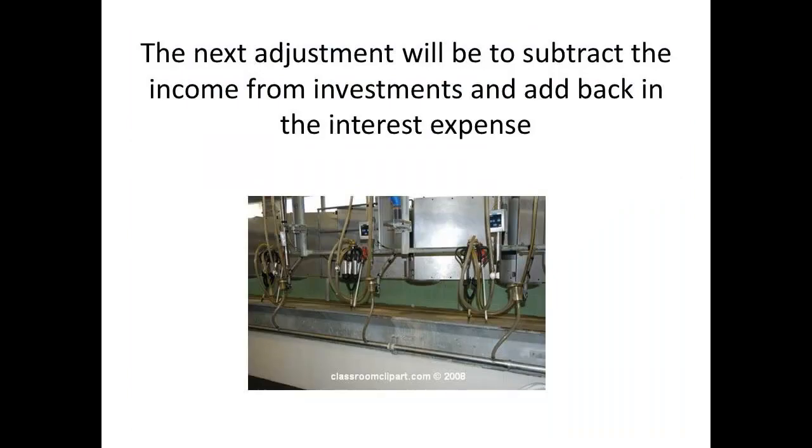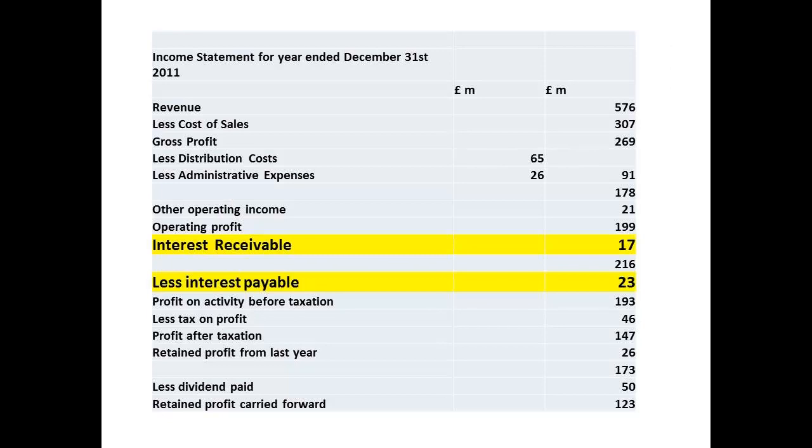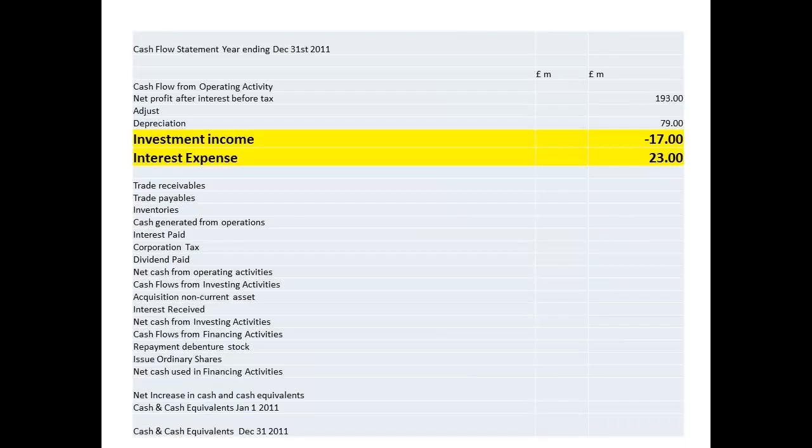Now we need to remove income from investments and to add back in the interest expense. We shall find both of these figures on the income statement. Interest received comes to a figure of 17 million. Interest payable comes to a figure of 23 million. Let us put these figures into the cash flow statement. Here we are. We subtract the figure of 17 million that was received as an investment and add back in the interest expense.